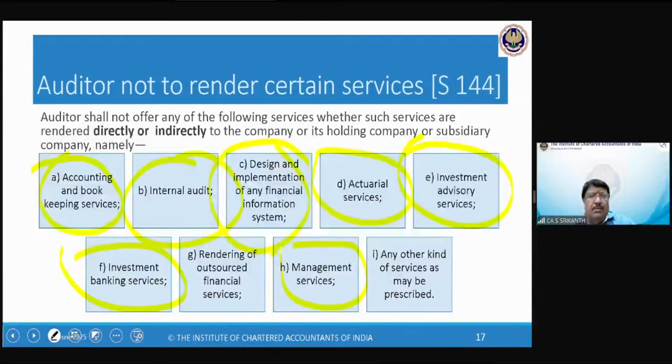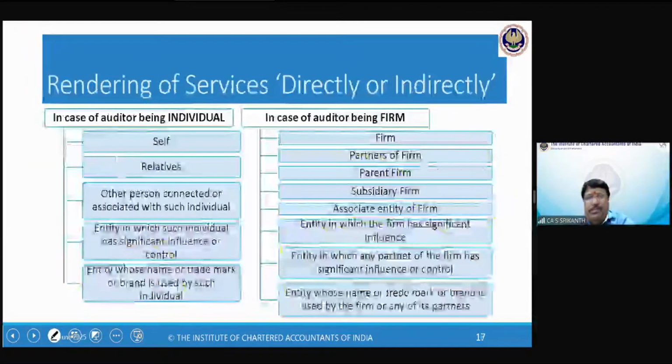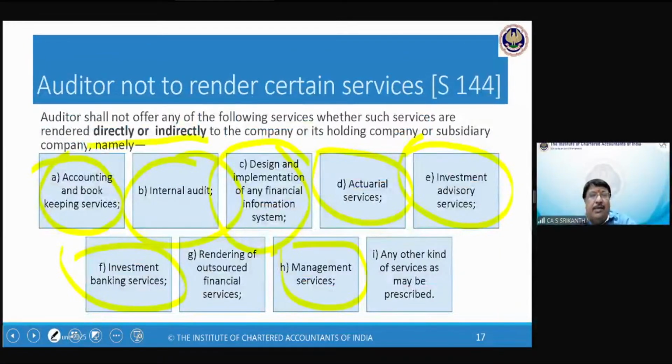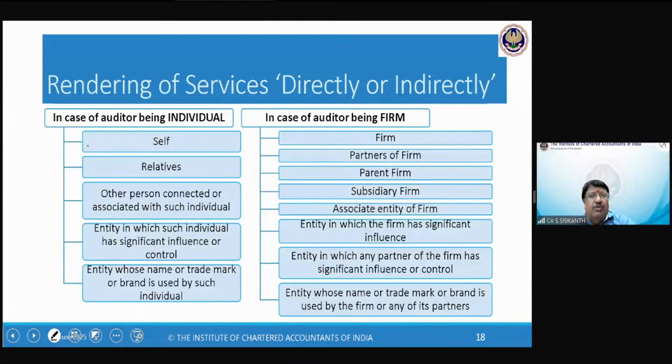These services shall not be offered by an auditor to the company where he is the auditor or its holding or subsidiary. Directly or indirectly. Directly, if it's an individual, he himself cannot do, relative cannot do, other person connected or associated with such individual cannot do. Entity in which such individual has significant influence or control cannot do. Entity whose name or trademark or brand is used by such individual cannot do.